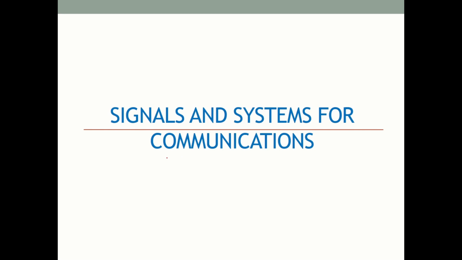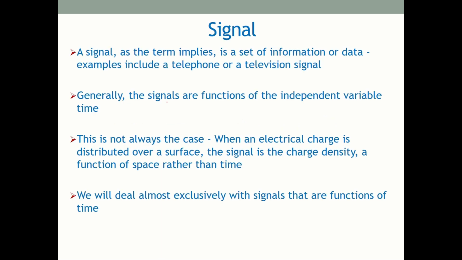In this video we discuss some common types of signals and systems for communications. These signals will be used in the later videos. So what is basically a signal? It's simply a set of information or data.